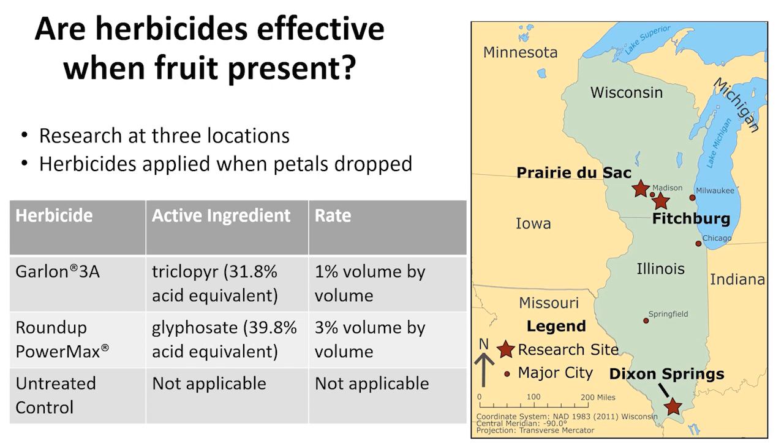Essentially what we did is we had plots at 3 different locations over 2 years, and we compared the effectiveness of Garlon to Roundup. The active ingredients would be triclopyr versus glyphosate, to an untreated control. We applied these just when those petals dropped and those fruit were starting to elongate, as you could see in that picture. And then we evaluated not only how effective these treatments were at killing garlic mustard and controlling it, but also on how many seed were produced per plant, and were those seed viable or not, which is really the long-term goal, as you may remember.